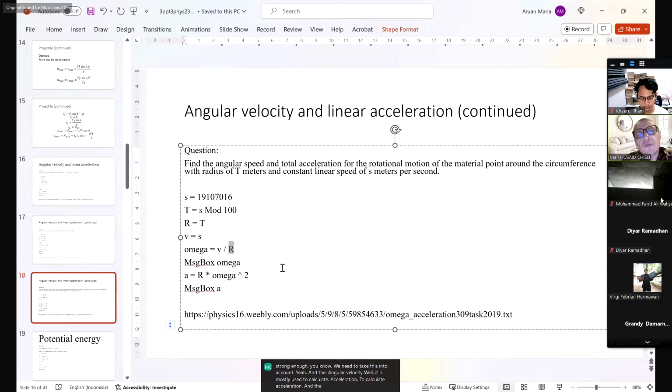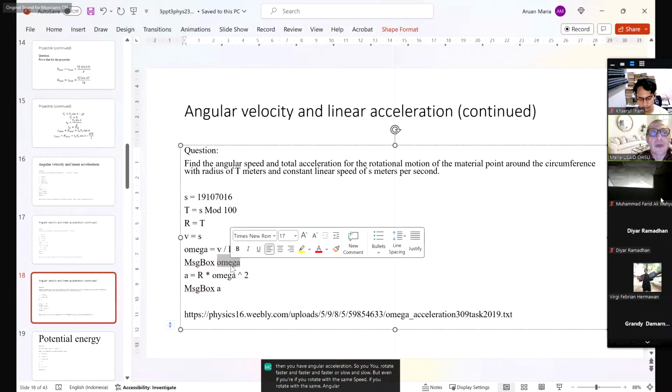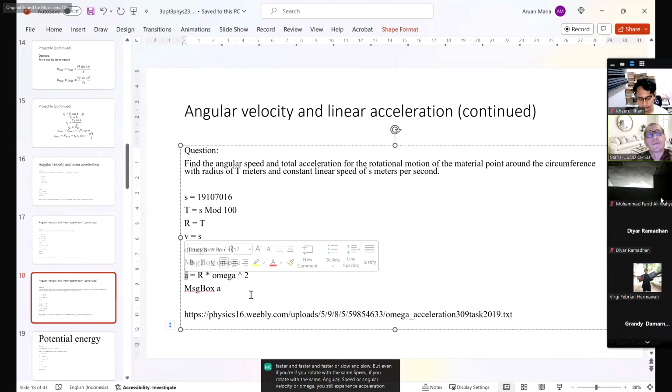And if your angular velocity changes, then you have angular acceleration. So you rotate faster and faster, or slower and slower. But even if you rotate with the same speed, the same angular velocity omega, you still experience acceleration A. Yeah, that's the thing.